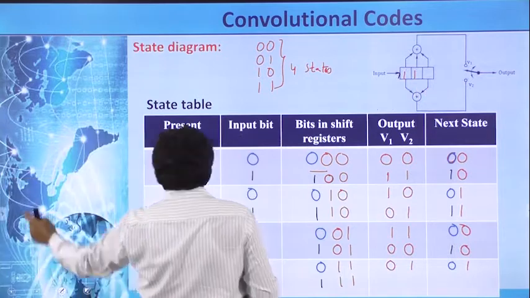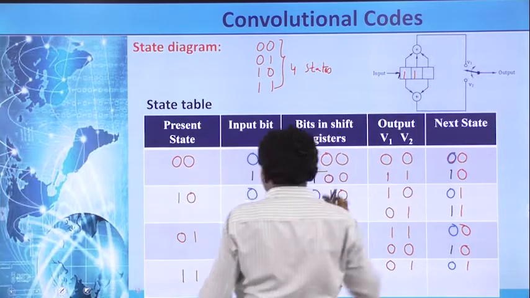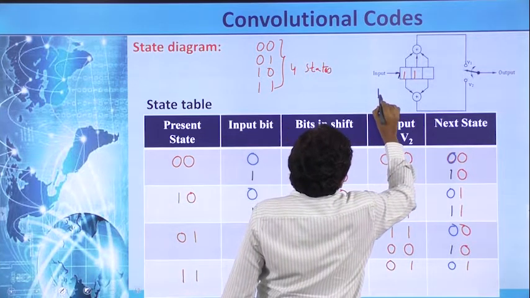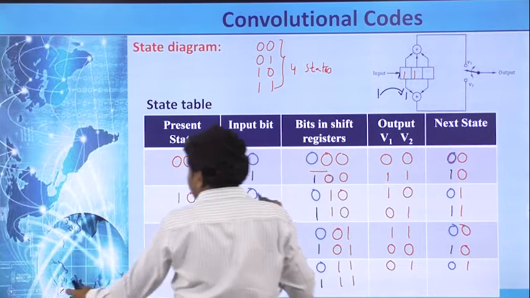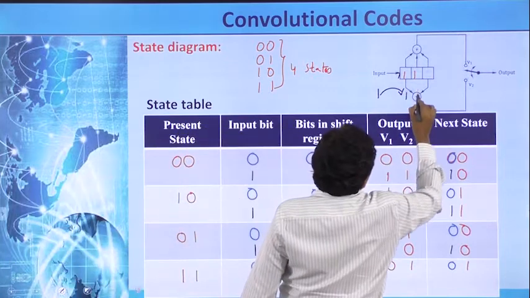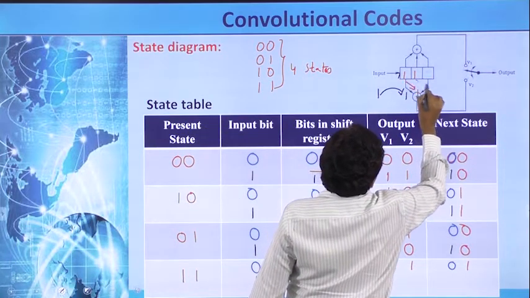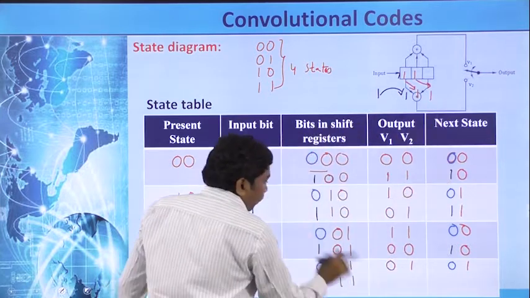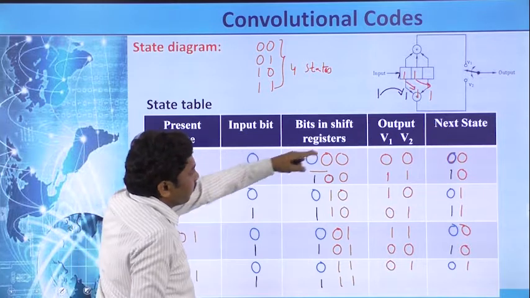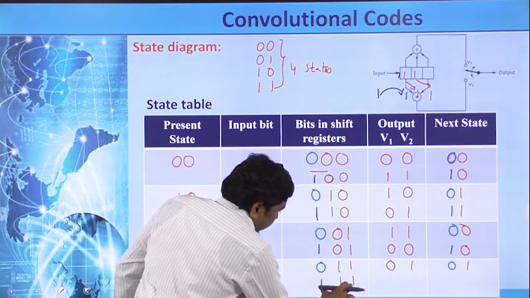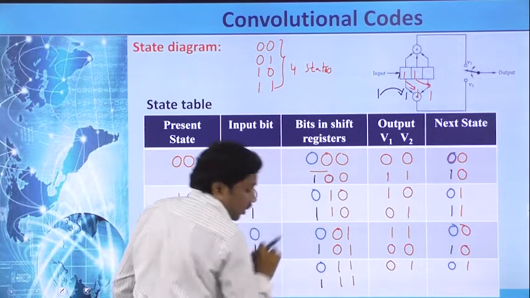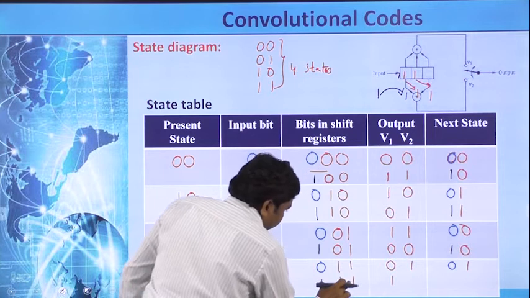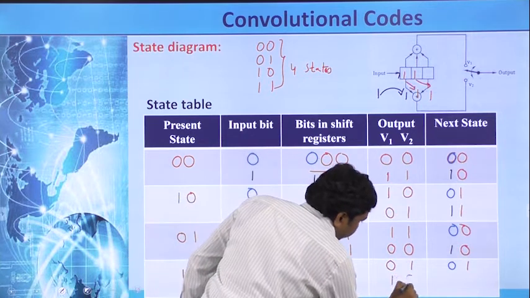I am repeating. So the bits in shift register are 1 1. If the input is 1, this one moves into this first place, this one moves to here, this one moves to here. So the bits in shift register are 1 1 1. So the output bit V1 is the sum of these three, 1 plus 1 plus 1, which is equal to 1. V2 is the first one or last one, 1 plus 1 is simply 0.